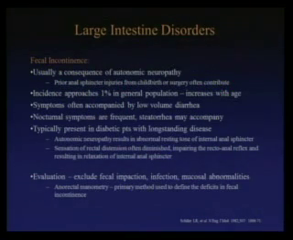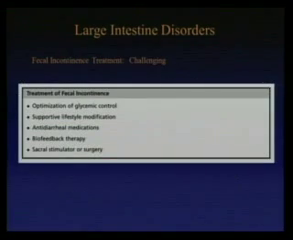You need to exclude fecal impaction in these patients that can have overflow incontinence, exclude infectious etiologies or mucosal abnormalities within the rectum and colon as well. And anorectal manometry is the primary method that we use to define the deficits in fecal incontinence.